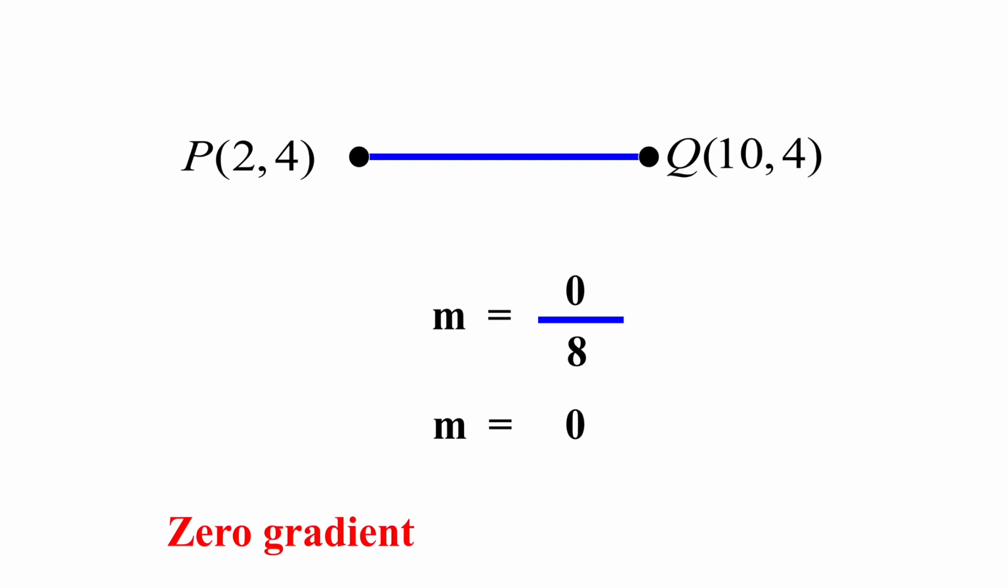Now, for the horizontal line, the gradient obviously is 0. So you can see that you take y2 minus y1. So 4 minus 4, you get 0 over 8. So the gradient is equivalent to 0.